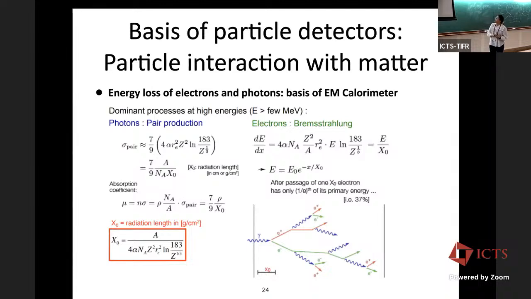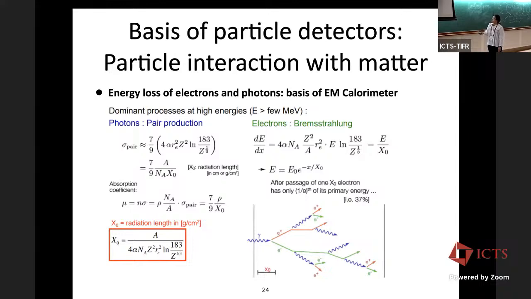So, energy loss of the photon and electron, as I mentioned, is the basis of building the calorimeter detector. The calorimeter detector is what you need for measuring the energy, and in this case this is the electromagnetic calorimeter. The dominant process for electrons, as I mentioned, is Bremsstrahlung. And as you can see, this energy loss depends on the energy of the particle, and this X0 is the radiation length of the material.